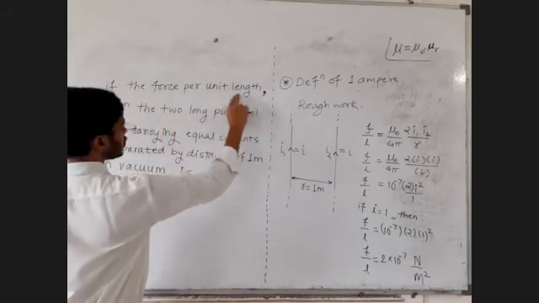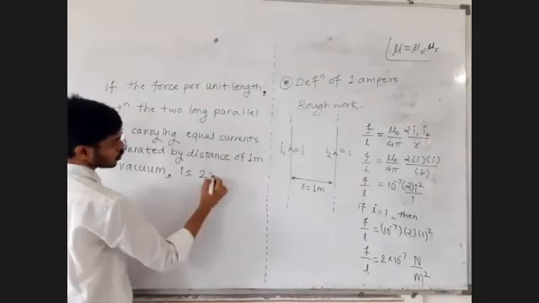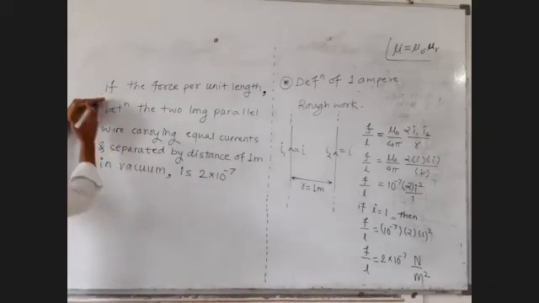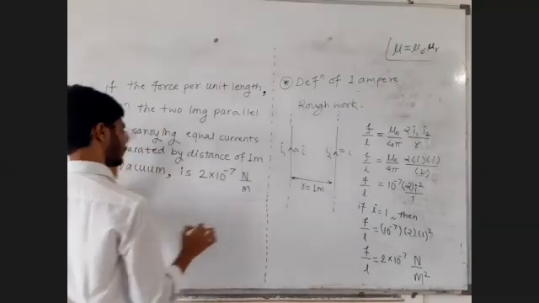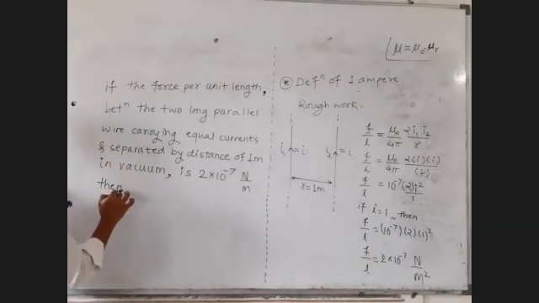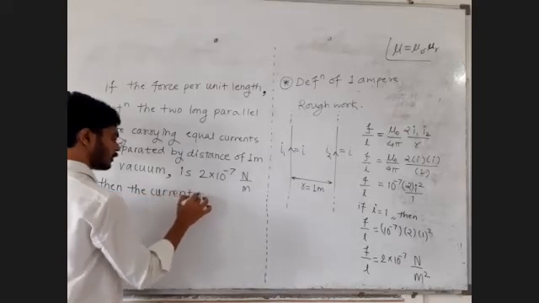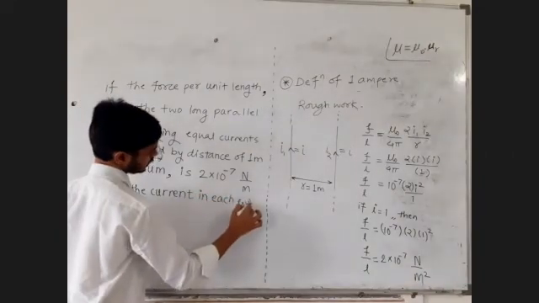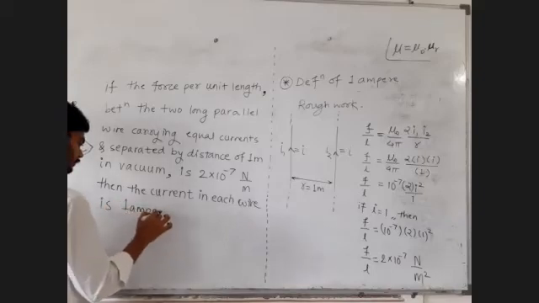If the force per unit length is 2 into 10 raised to -7, all the other conditions have been written, 2 into 10 raised to -7 Newton per meter, then the current in each wire, equal current, is 1 ampere. That's the definition of 1 ampere.